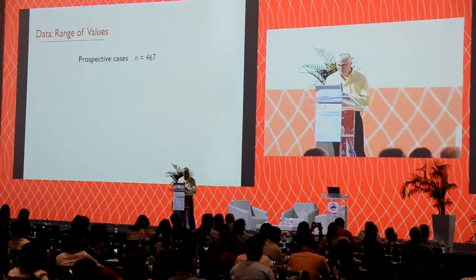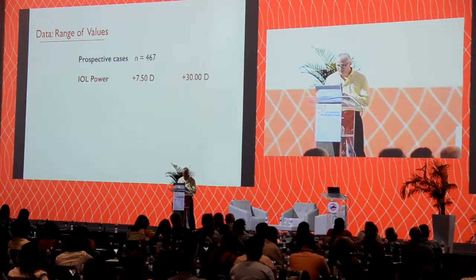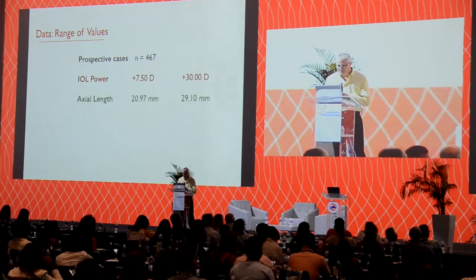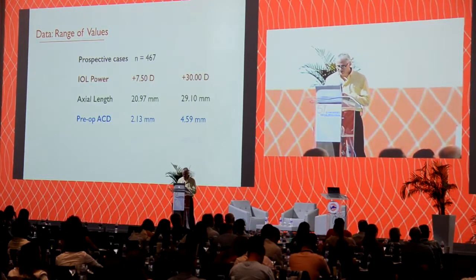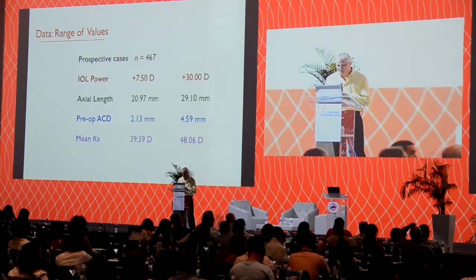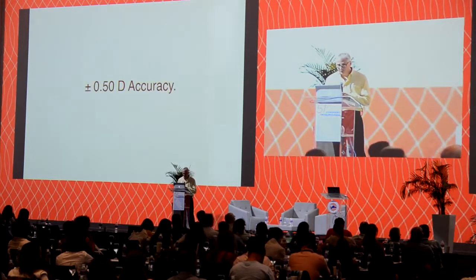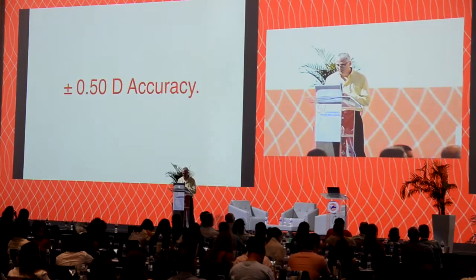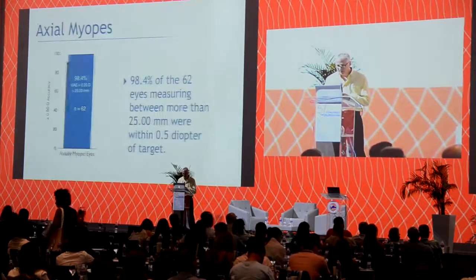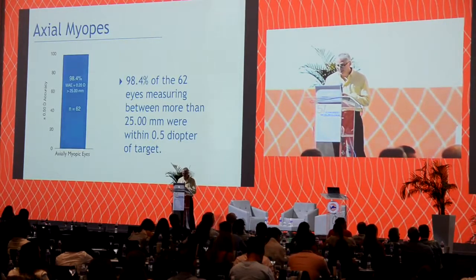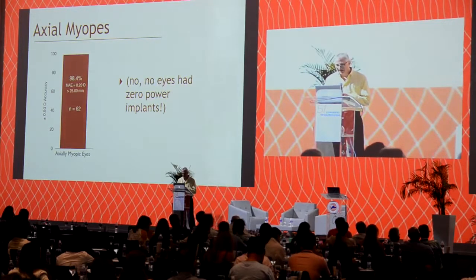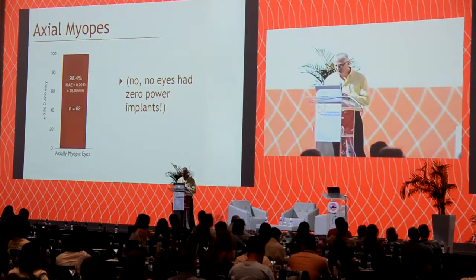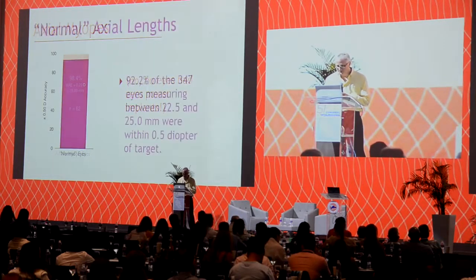The range of values was pretty broad. We had 467 patients, ranges from +7 to 30 diopter implants. We had small eyes, we had longer eyes, we had short anterior chambers, we had longer anterior chambers, we had flat Ks, we had steep Ks, we had it all. And we were looking at half a diopter of accuracy. Yes, that's right, half diopter of accuracy. And in the axial myopes, we hit 98.4% within that half diopter target. Not bad. No, we didn't have any zero power implants because I know you guys are thinking a zero power implant, it doesn't matter where you put it. These are only available from 7.5 to 30.